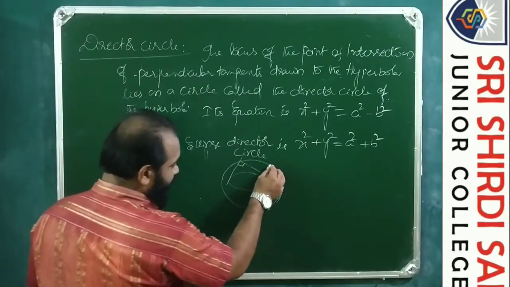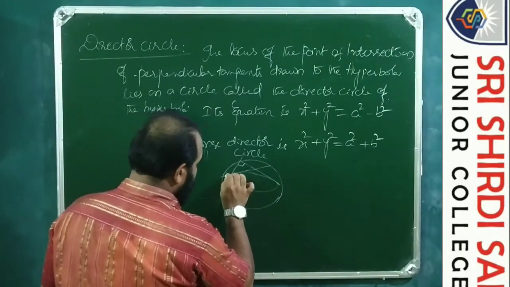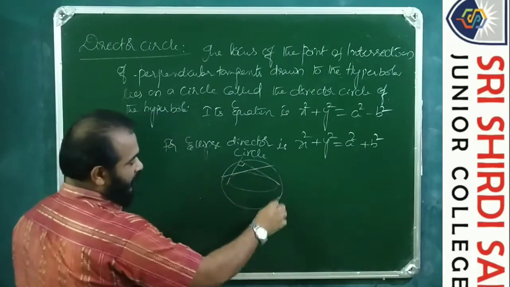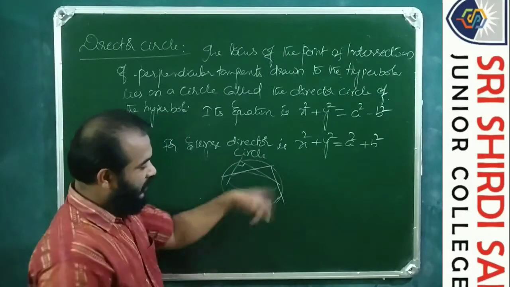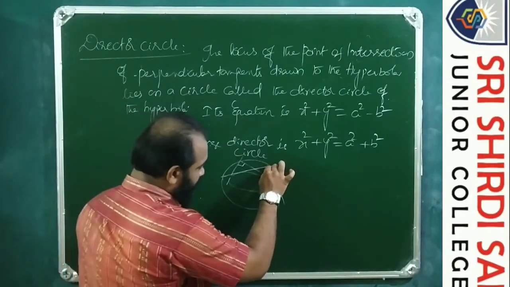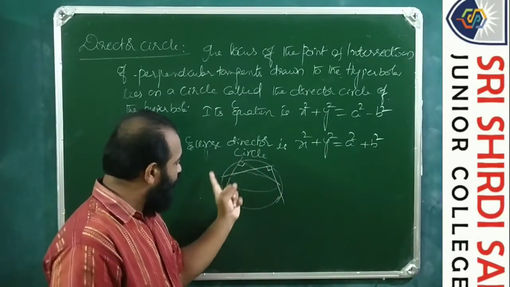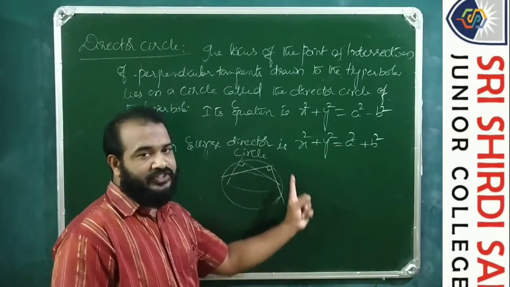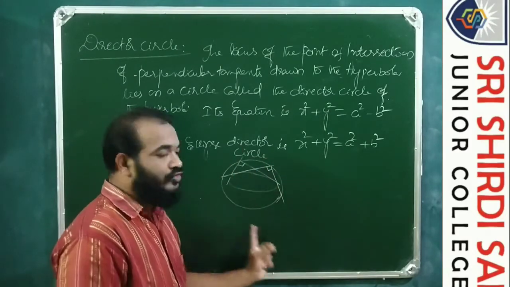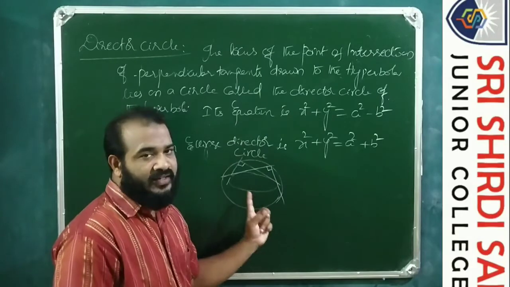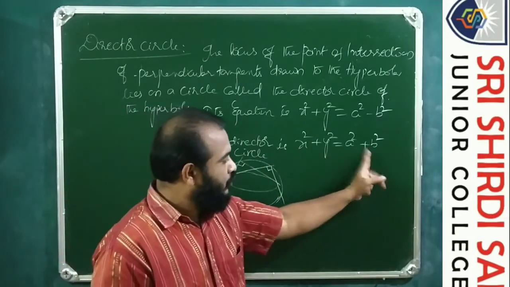For example, if I take this is the tangent to this ellipse, and this is the tangent to this ellipse, and these two tangents are perpendicular. So likewise, there are so many points of intersection of the perpendicular tangents formed. So all of them if you join, then the circle so obtained is said to be the director circle, and the director circle for the ellipse is x square plus y square equals to a square plus b square.